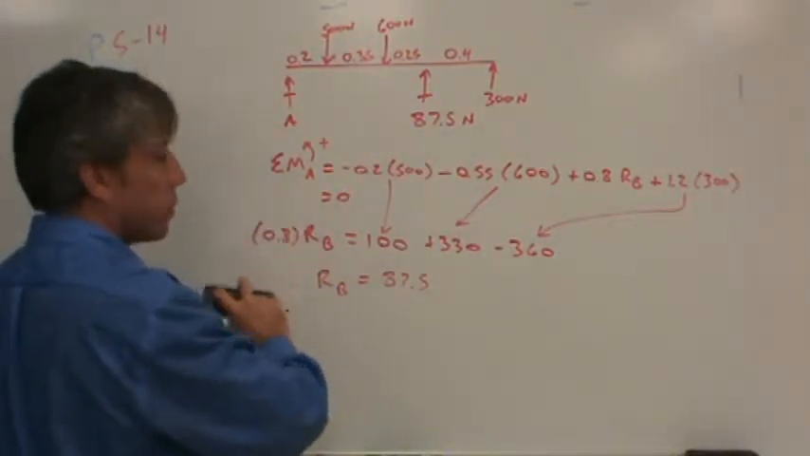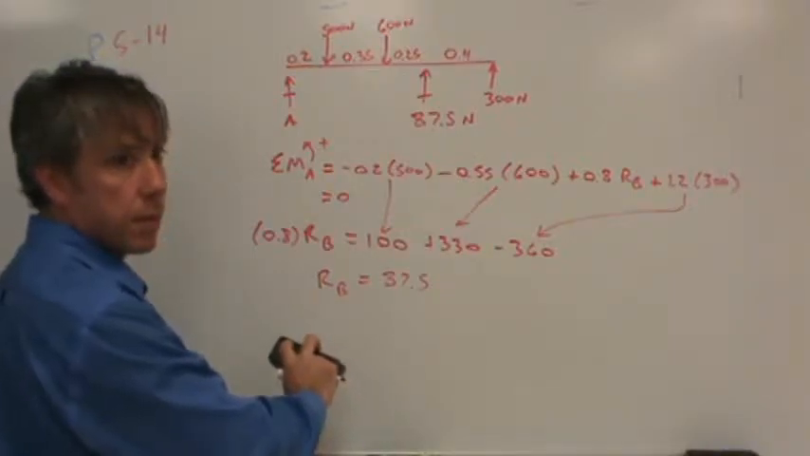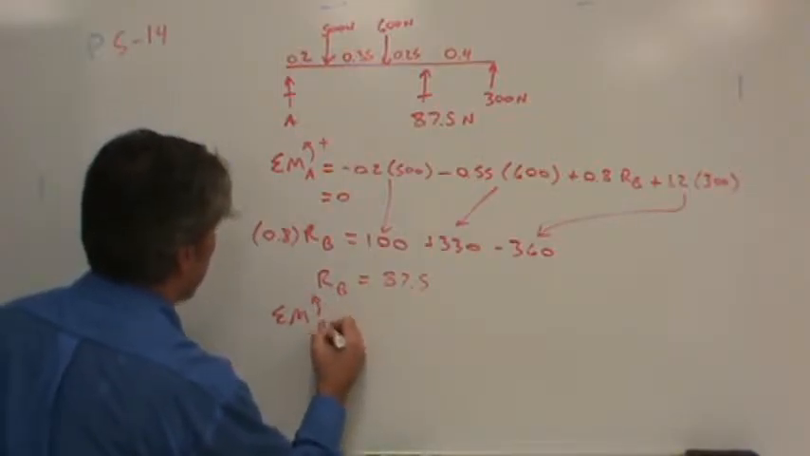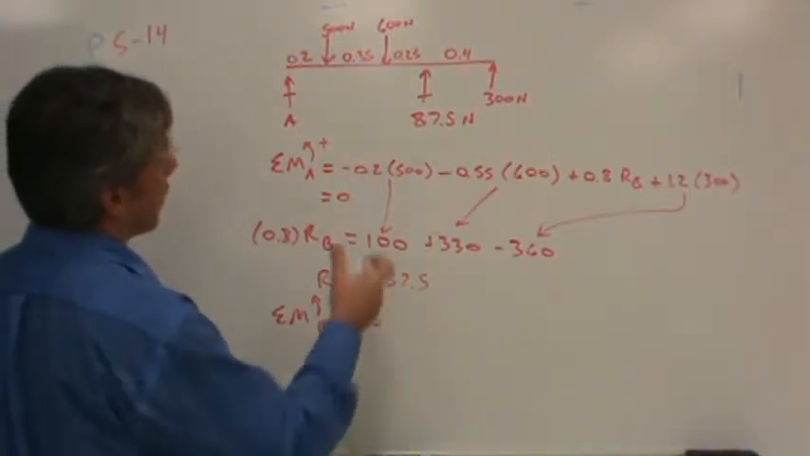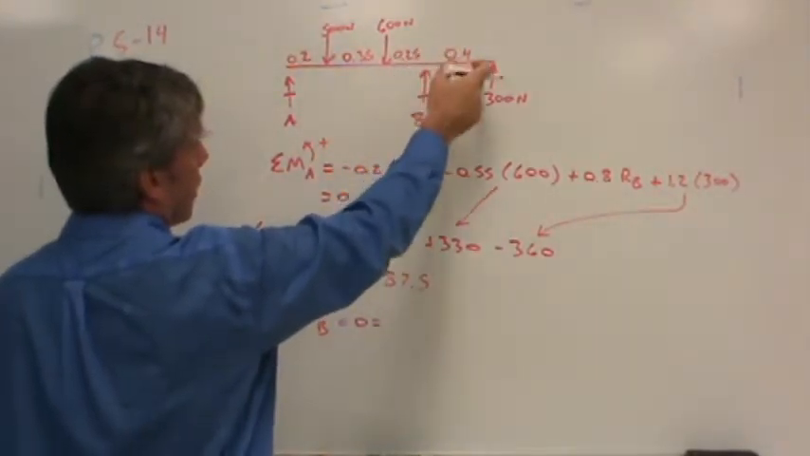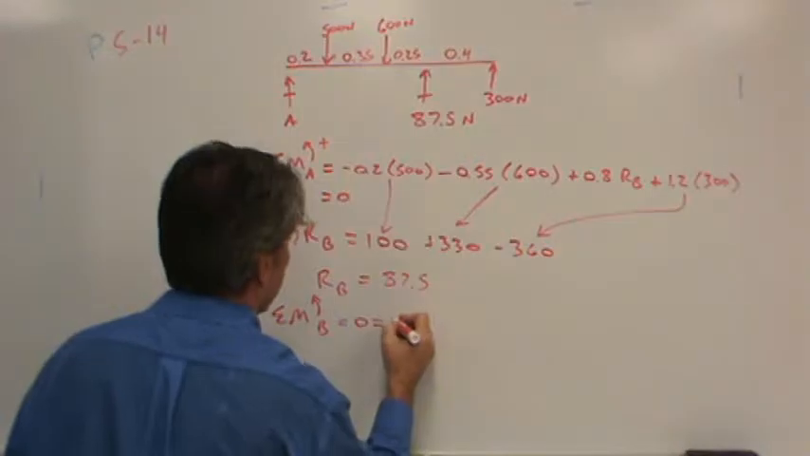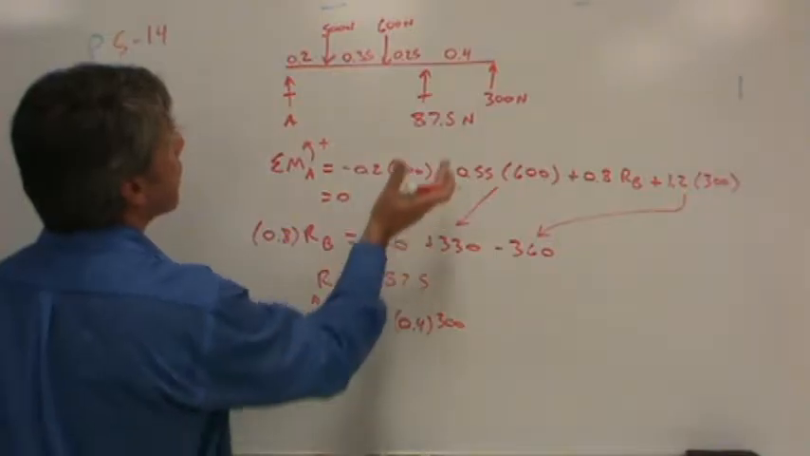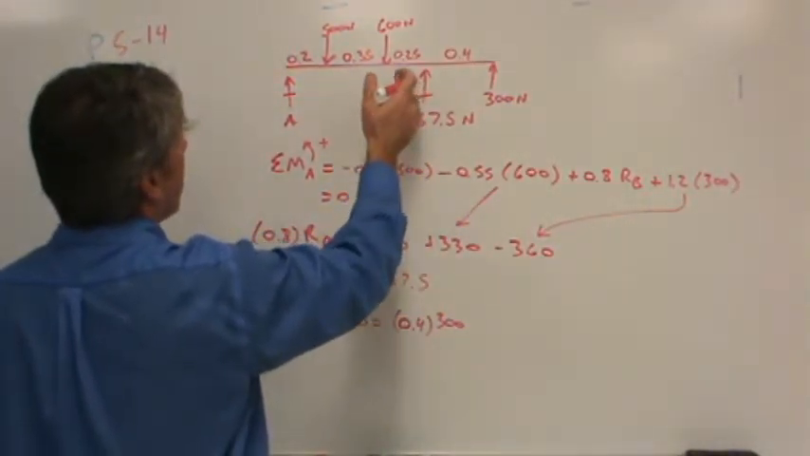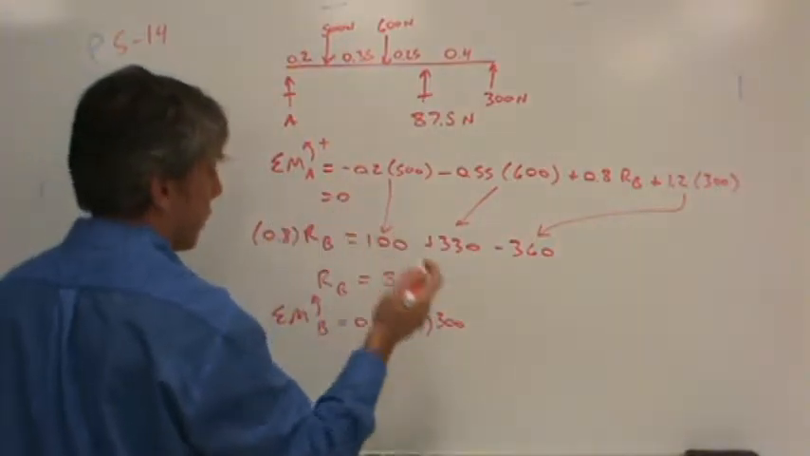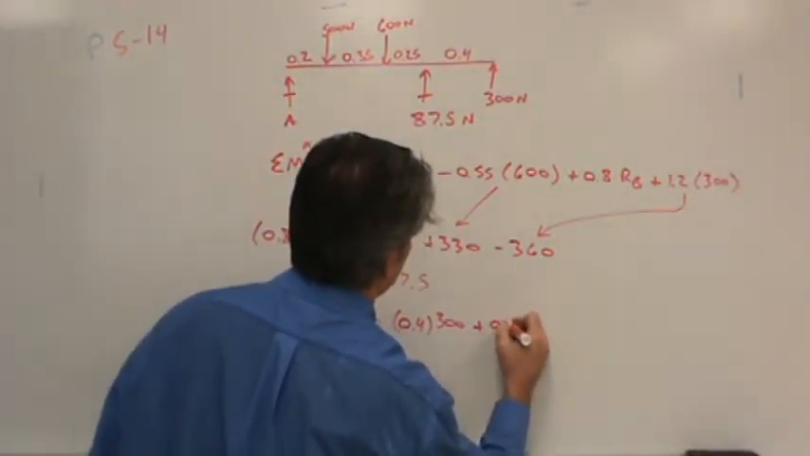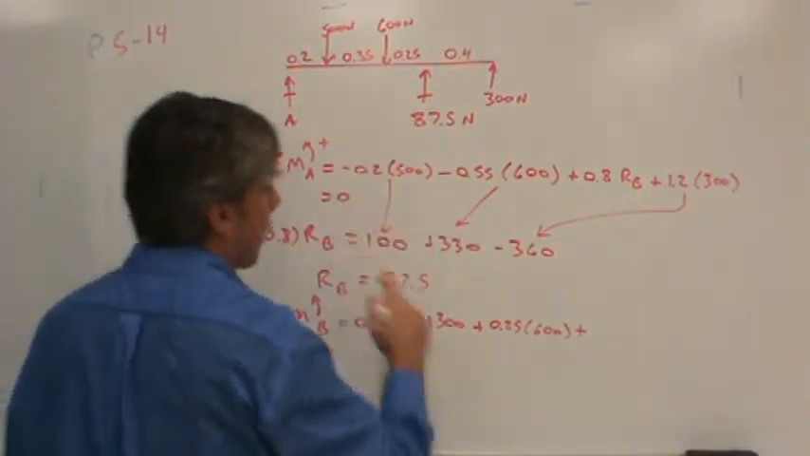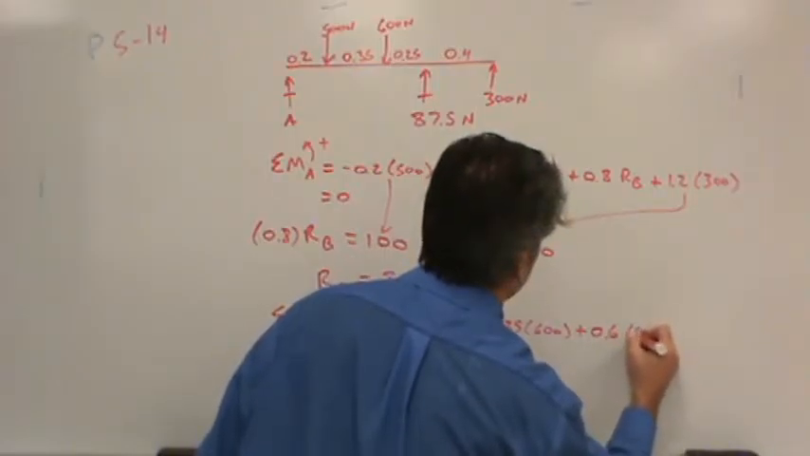Seems okay to me. Can I erase this? Give me one more second. All right. Tell you what, let me just sum some moments about B. The sum should be 0 because the beam's not rotating. So if I'm summing moments here, we'd have a positive moment of 0.4 times 300. Okay, so that takes care of the moment from that force. Both of these provide a positive moment, so plus 0.25 times 600 plus 0.35 and 0.25 are again 0.6 multiplied by 500.